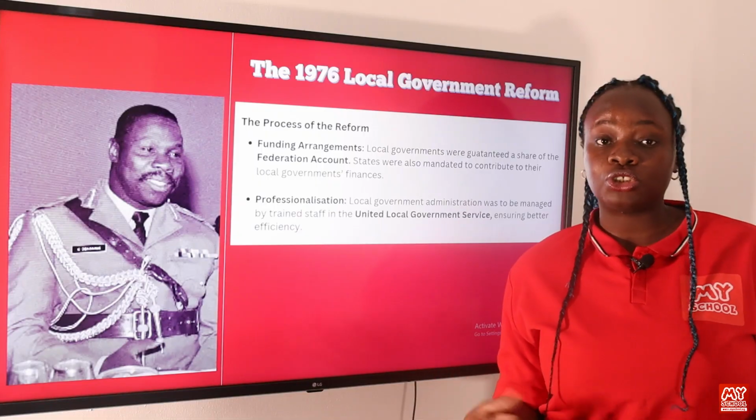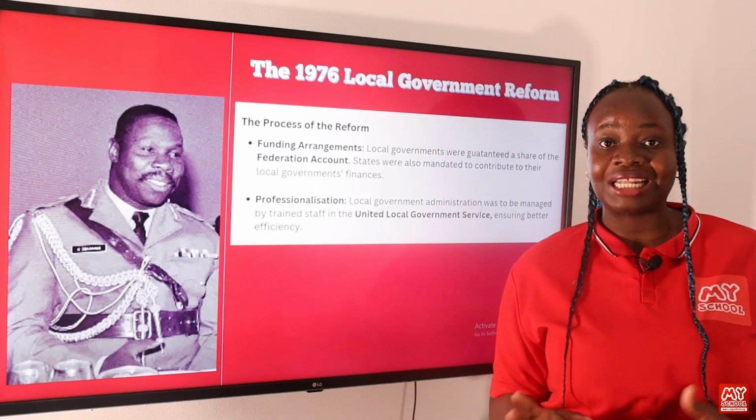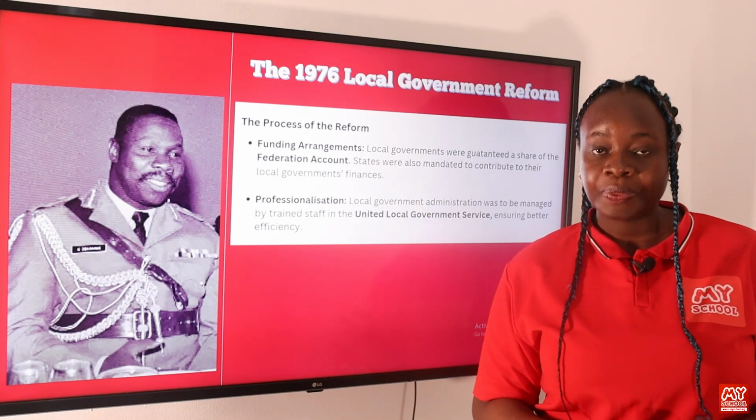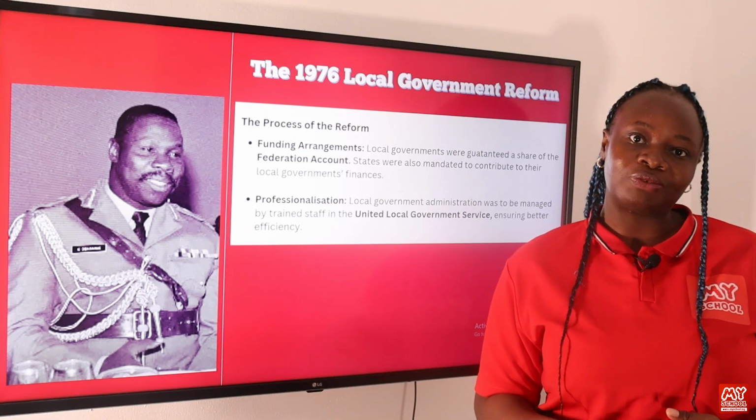We're going to move on to the structure of the local government, where we'll discuss the legislative and the executive arms of the local government and how they check on one another. And then we're also going to discuss the functions of the local government.